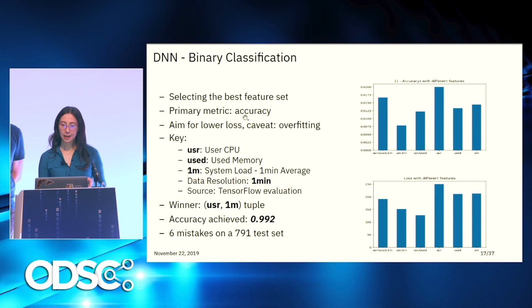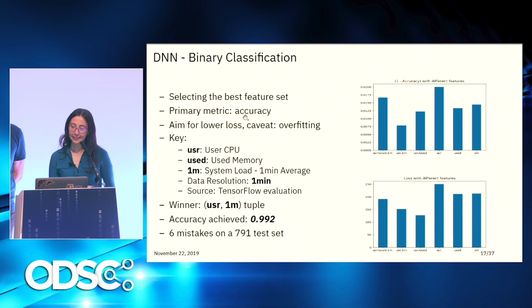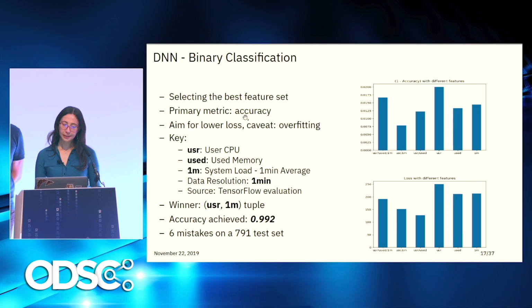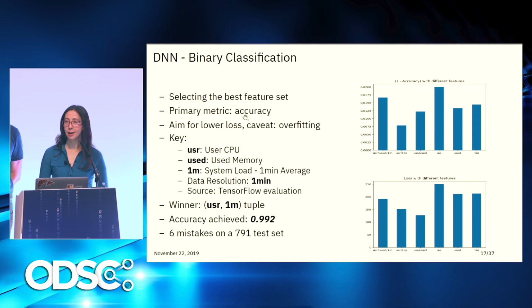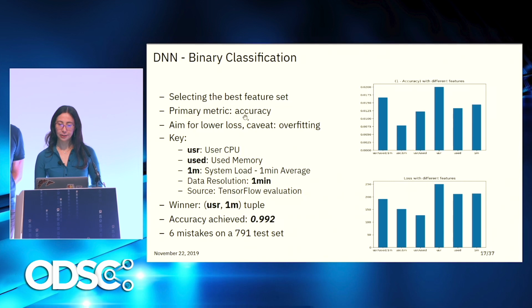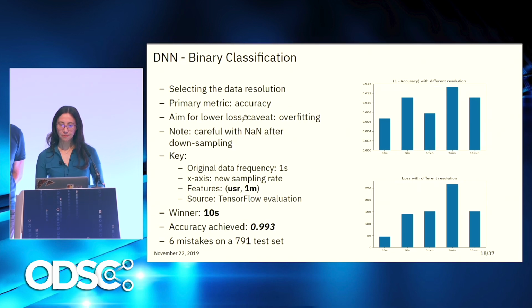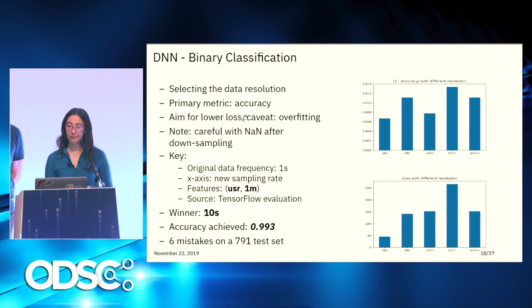On the top figure, we are displaying 1 minus accuracy because it was better for visibility. And there we can see that the best combination of features was user CPU and system load. And then we wanted to see if it was even better to improve this accuracy further. So we ran the experiments using different data resolutions, ranging from 10 seconds to 10 minutes, and found that the 10 seconds data resolution had a slightly better accuracy.